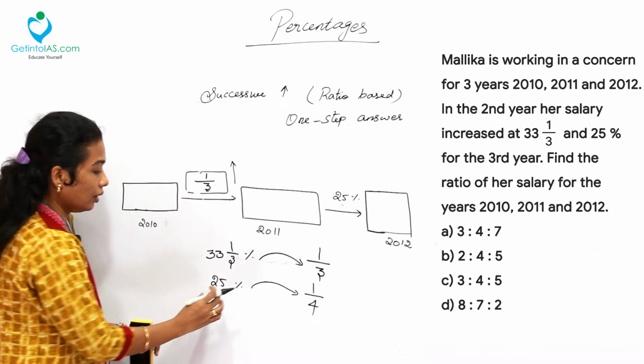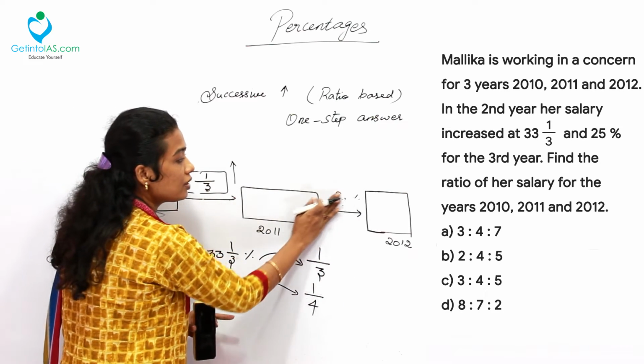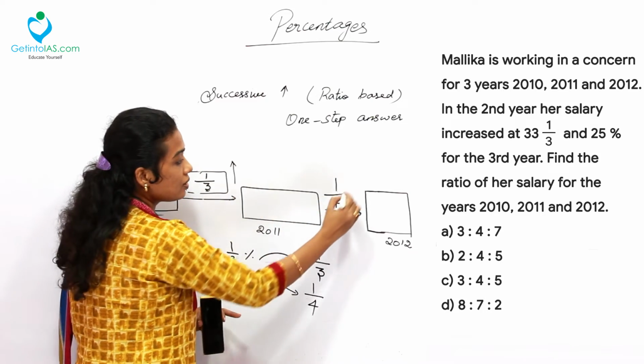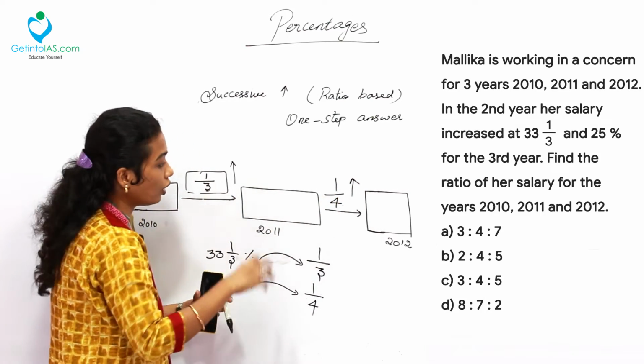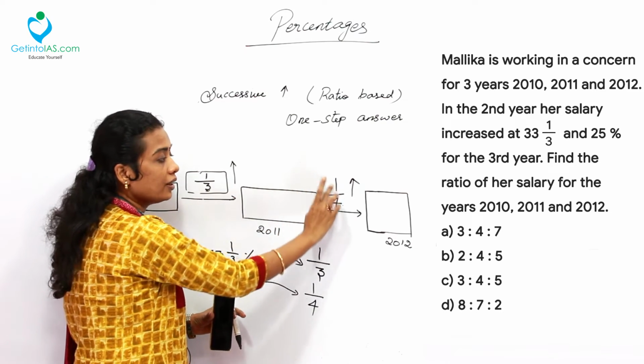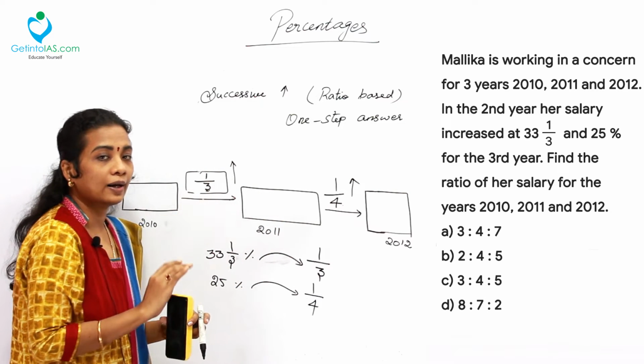The next 25% equivalent fraction is 1/4. So instead of writing 25%, you can write 1/4. This is also increased. So whatever the value you put in this box, it is to be taken 1/4 increase and add up with that and to be returned in the final salary section.